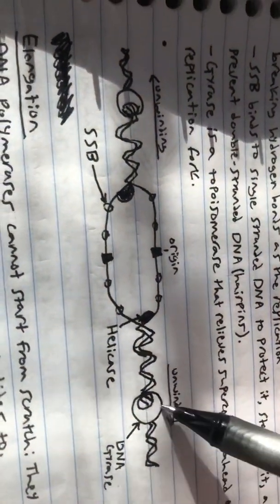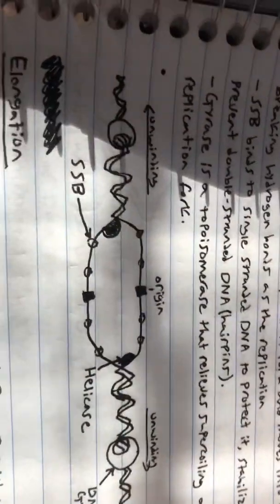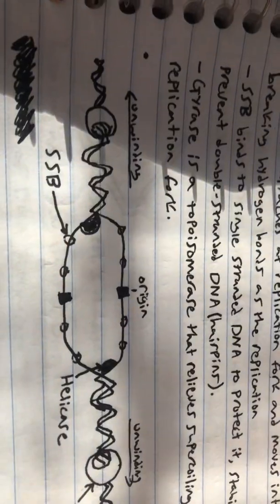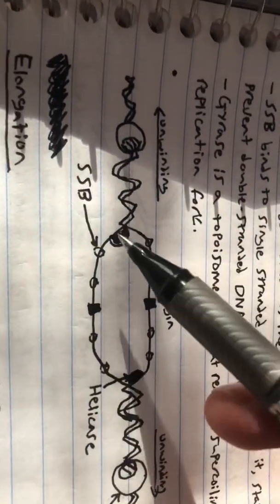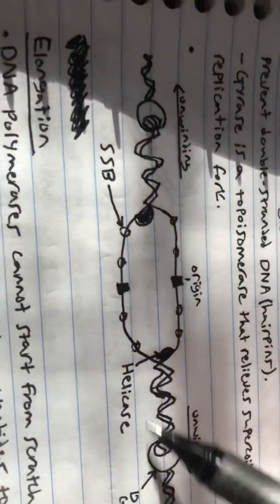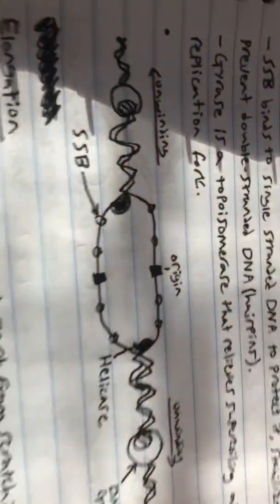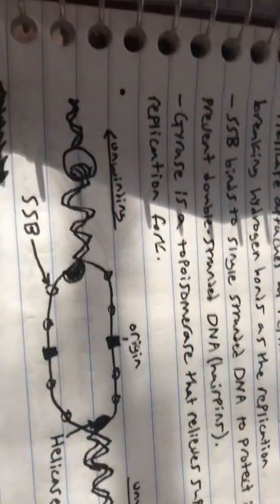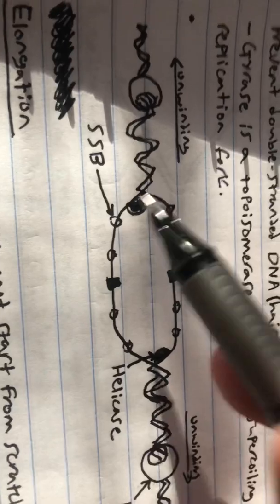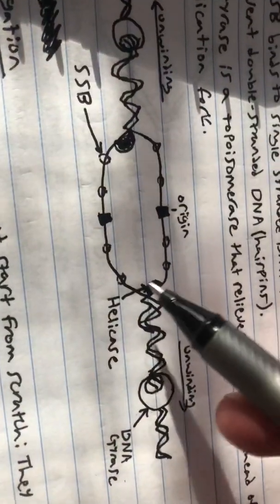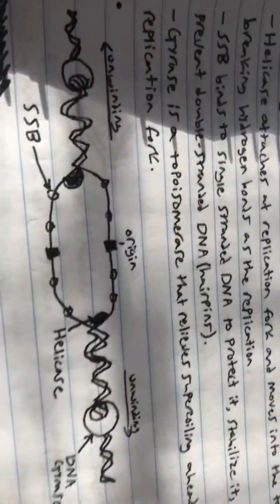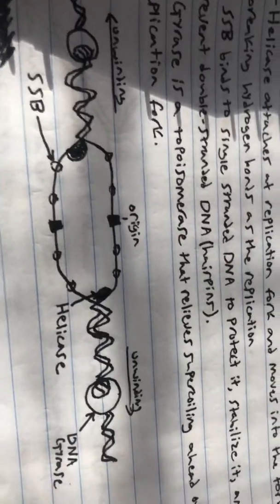Gyrase, which is right here and here, is a protein that relieves supercoiling ahead of the replication fork. By the way, the replication fork is here and here. So helicase, which is shown here and here, breaks hydrogen bonds to separate the two strands of DNA.